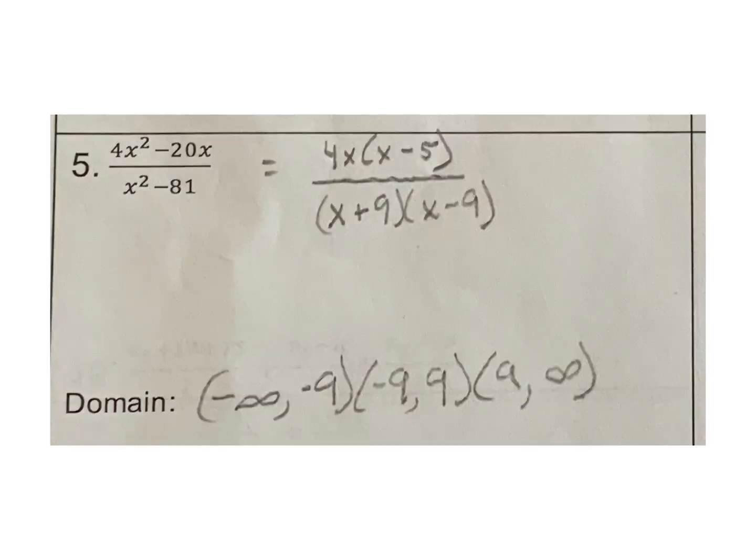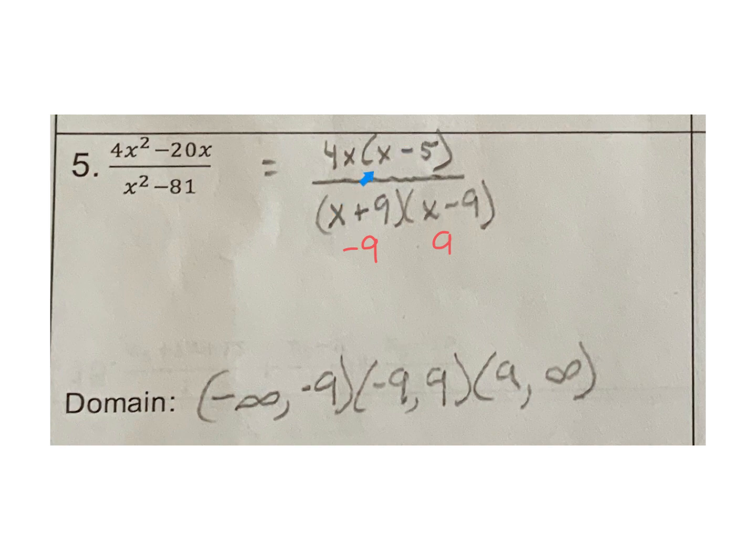Okay, here in number 5, we're looking at 4x squared minus 20x divided by x squared minus 81. In the numerator, we can factor out a 4x, and we're left with x minus 5. In the denominator, we have the difference of two squares, x plus 9, x minus 9. So what we know in the denominator is that x cannot equal negative 9 because that would create a 0, and positive 9 as well. So we represent that in our domain.